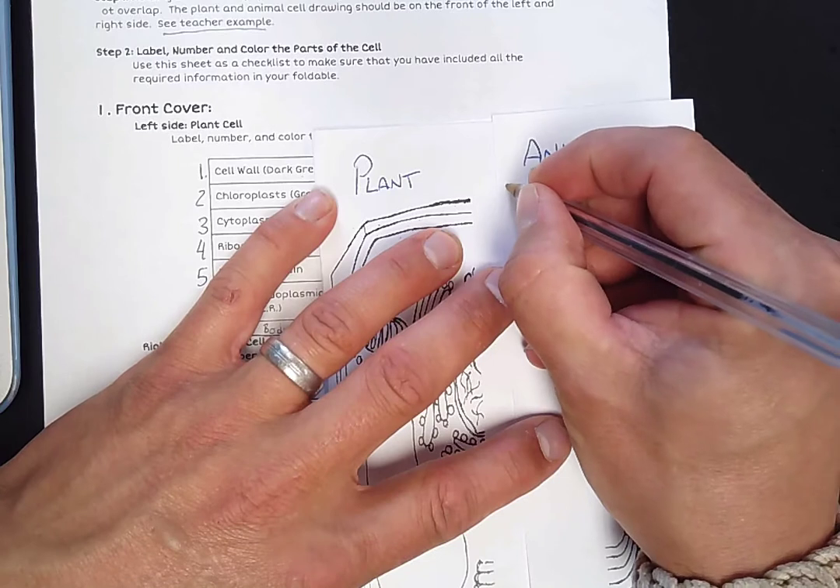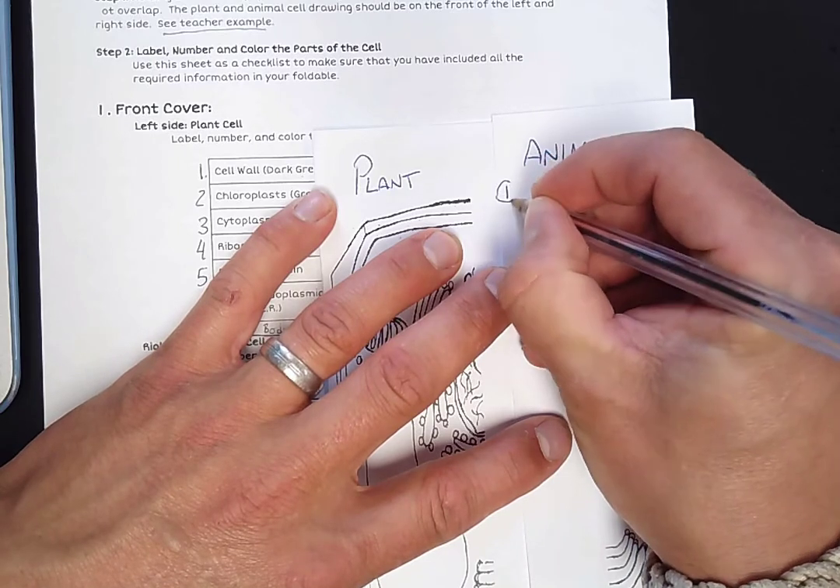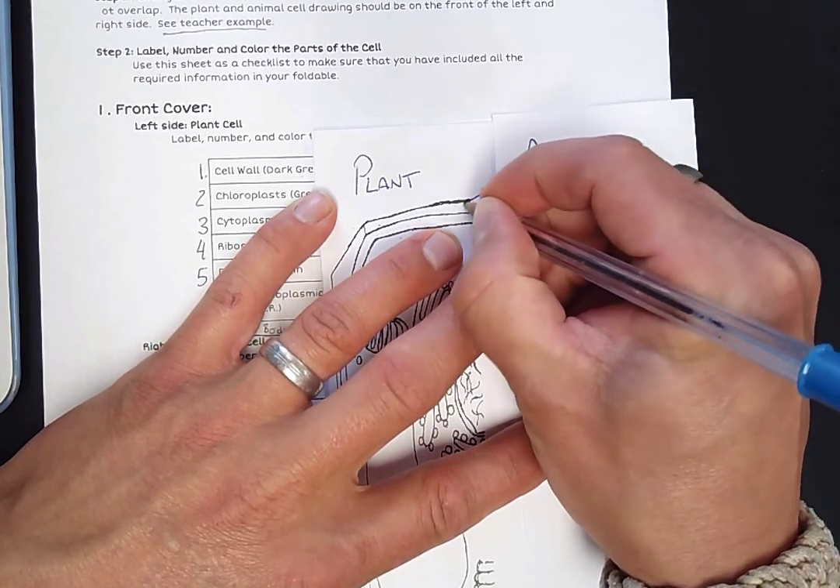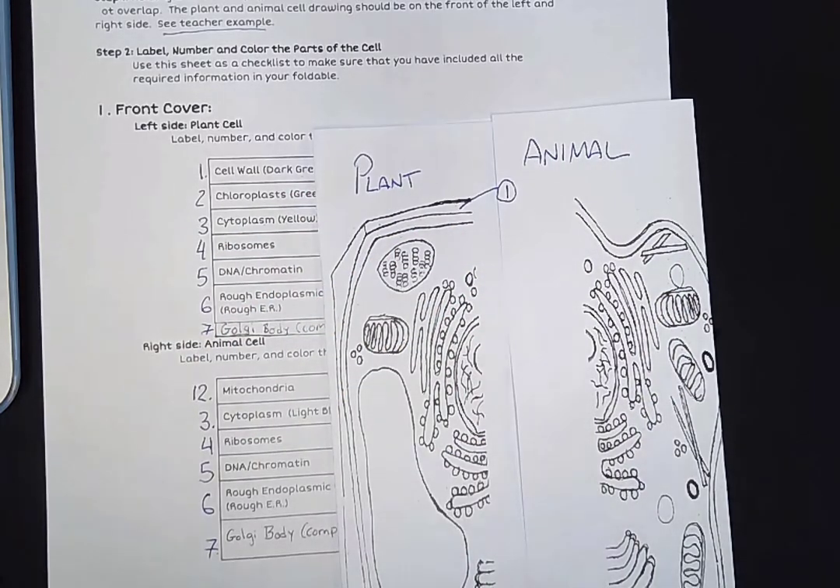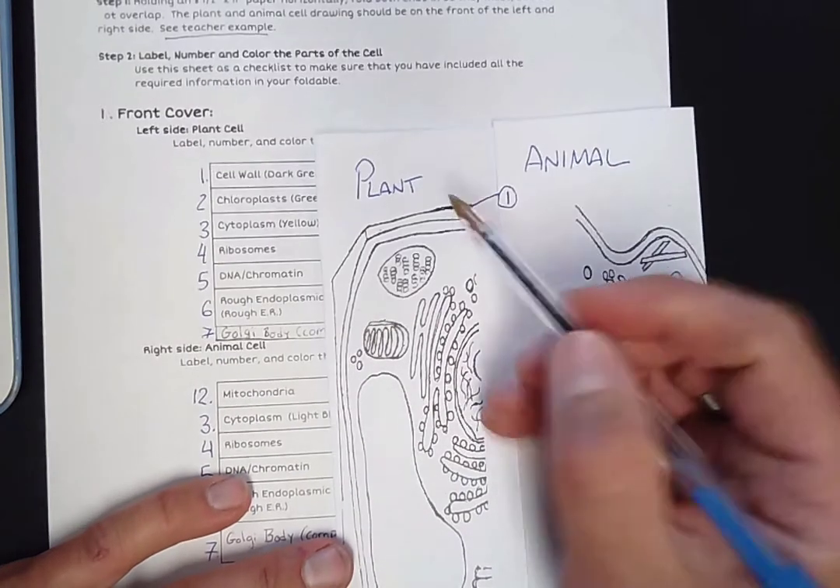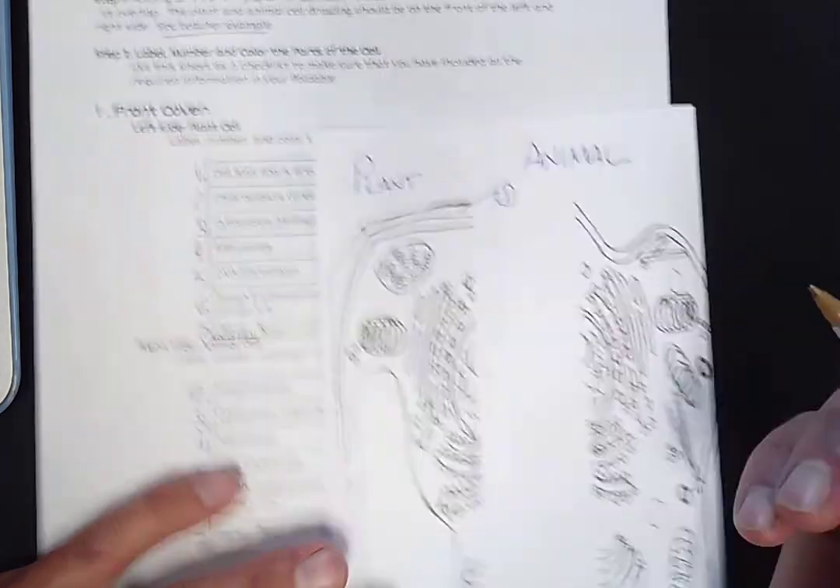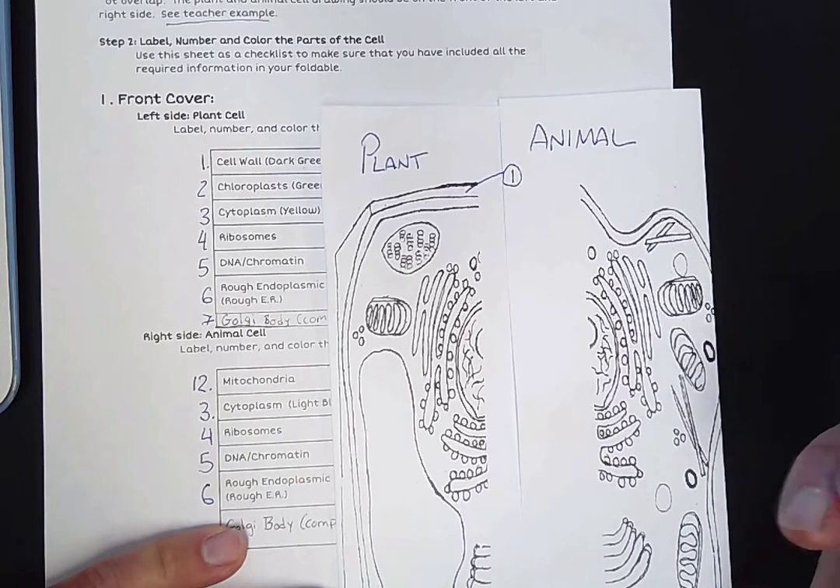So I'm going to put a 1. And I'm going to label this right there. And then we need a dark green, which I don't seem to have right now, but that would be what you color that with, okay? The next thing you do is find those chloroplasts. That would be 2.